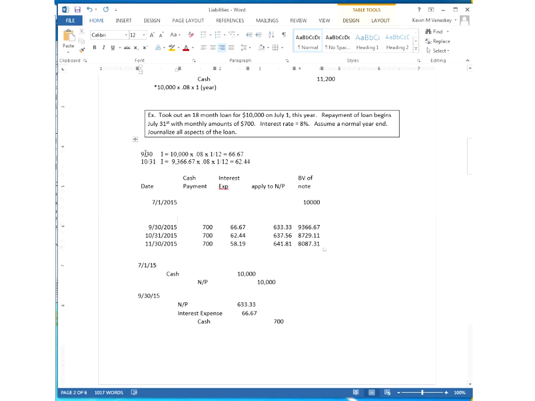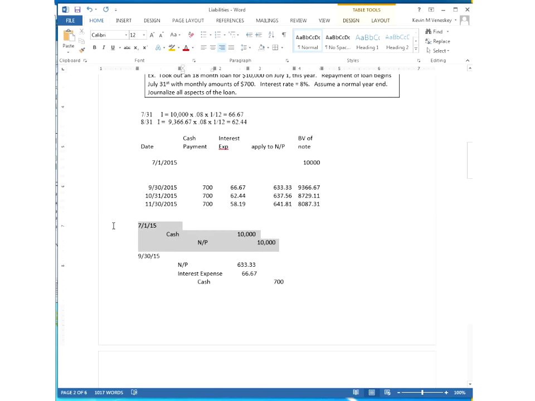So on 7/1, we had $10,000 of our loan. Let me change these dates real quick. This will be 8/31. Okay, so on 7/1, we took out our loan, so obviously we don't have a cash payment yet. No interest is accrued as of day one. $10,000 book value. And here's my journal entry to show that.